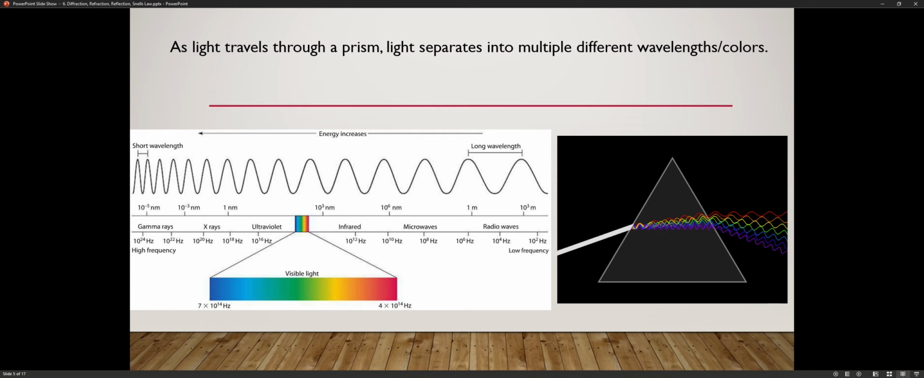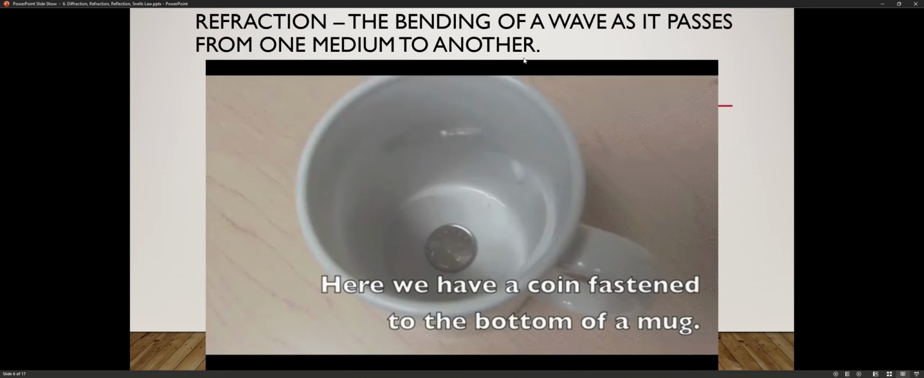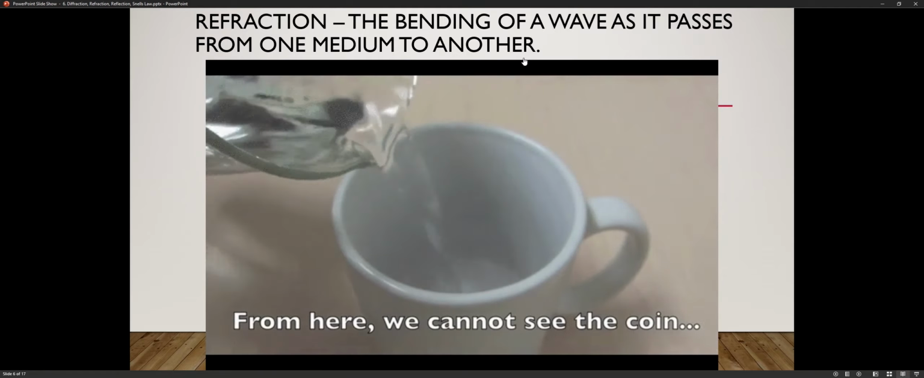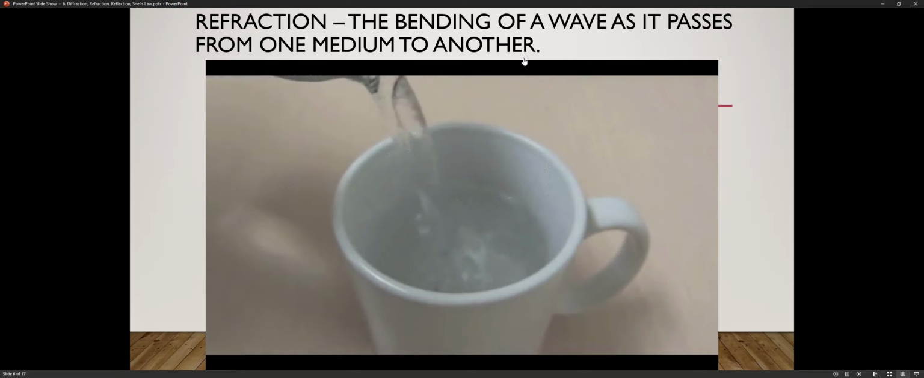So why does this happen? Why is it that when light travels through something, the wavelength changes? Why does light separate into multiple different wavelengths? This is another phenomenon of refraction. I'll let you watch the GIF entirely first.